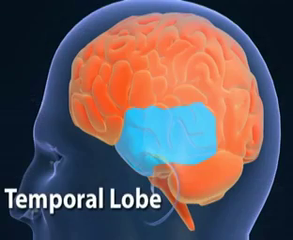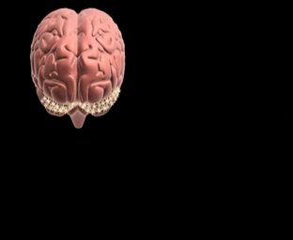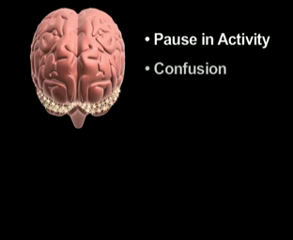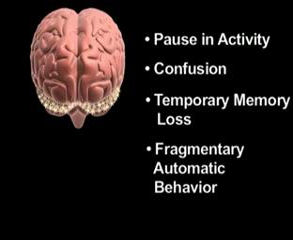The temporal lobe is the part of the brain most prone to develop seizures. It is responsible for many complex activities, including the formation and retrieval of memories and the control of emotional states. If a temporal lobe seizure spreads to both temporal regions, then the manifestation of the seizures increases, with a pause in ongoing activities, confusion, temporary memory loss, and fragmentary, automatic, robot-like behaviors. This type of seizure is called a complex partial seizure. It is the most common type of seizure in adults.